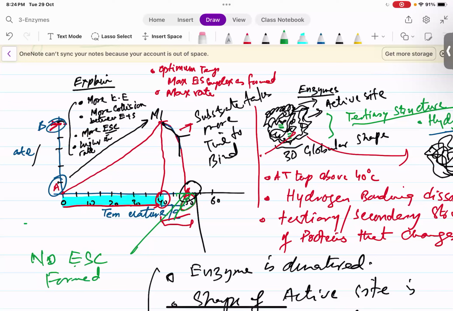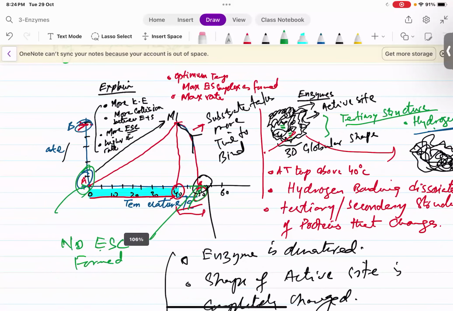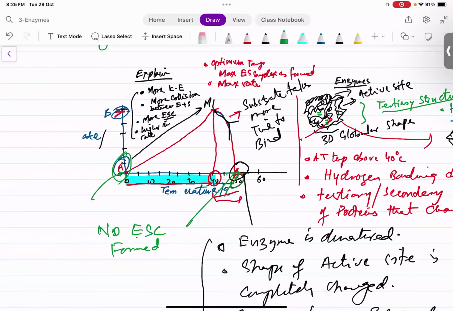Even there are no enzyme substrate complexes formed here at 0 degrees Celsius. Why? At this point, the reason is that enzymes are inactive at 0 degrees Celsius. There is very low kinetic energy and molecules are not moving and they are not colliding with each other and they are not making the enzyme substrate complexes at this point. Okay, so enzyme is inactive at this point.